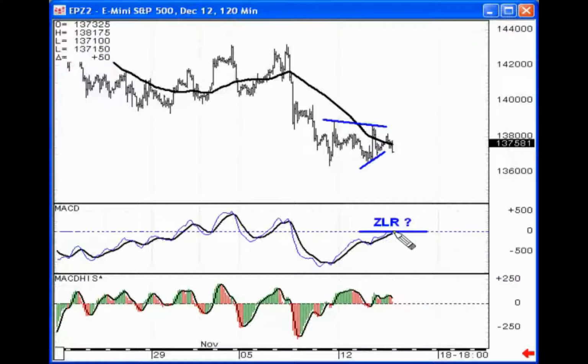If we subtract the difference between the MACD line and the MACD signal line, that gives us the MACD histogram. Notice where we're having a decrease in momentum as prices have been moving sideways, which is very indicative of a contracting triangle. So what I'll be looking for here as we move into today's trading and tomorrow's trading is for the S&P to continue to push lower in conjunction with forming a zero line reversal.